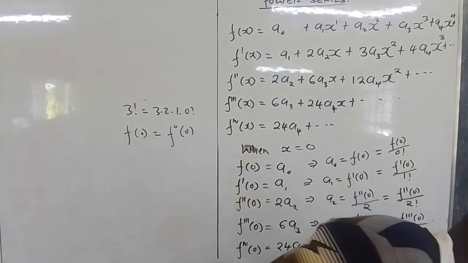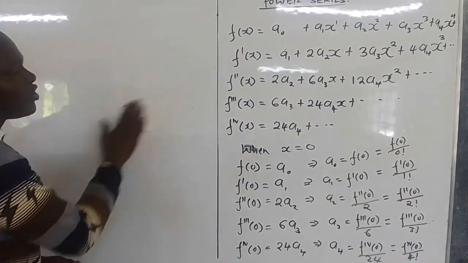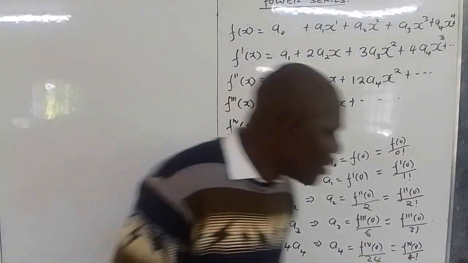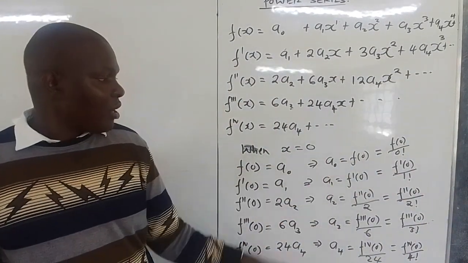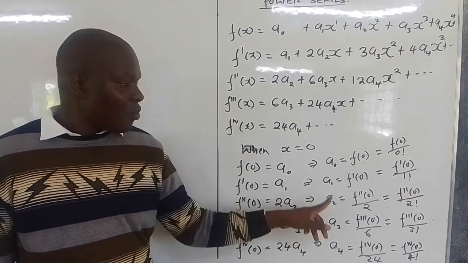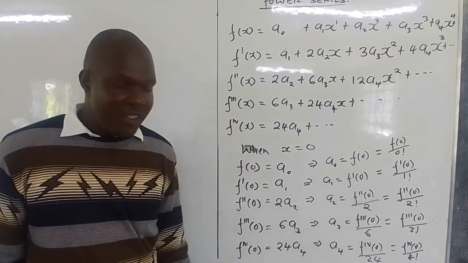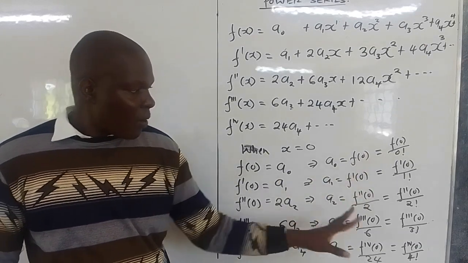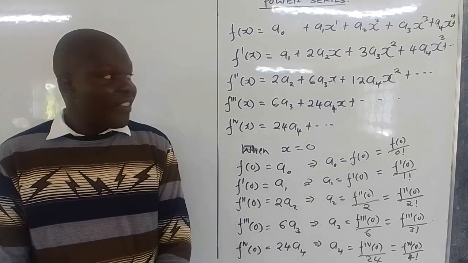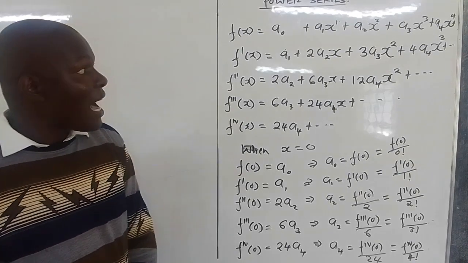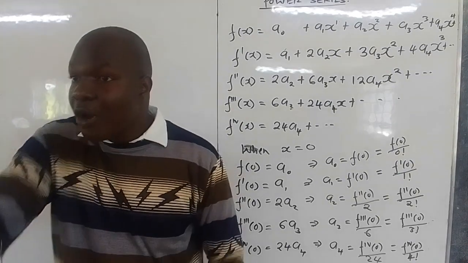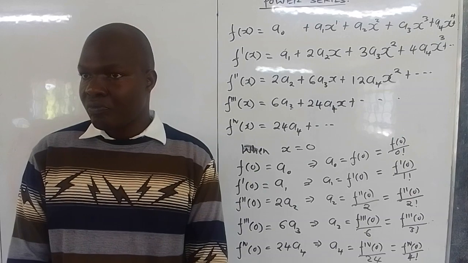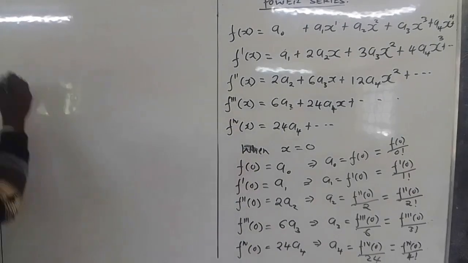So from here, we now do the substitution. Now see, we know the value of A0, A1, A2, A3, A4, isn't it? So once you have found the values of A1, A2, A3, A4 in that order, you now go back and substitute them in the polynomial function.